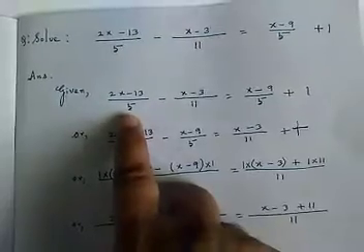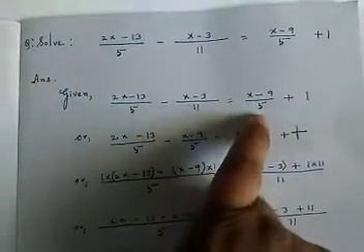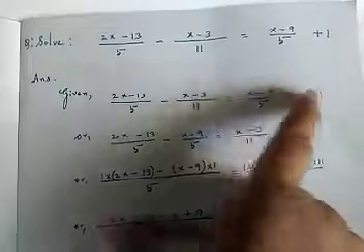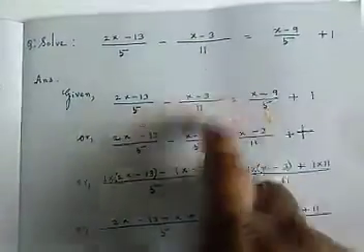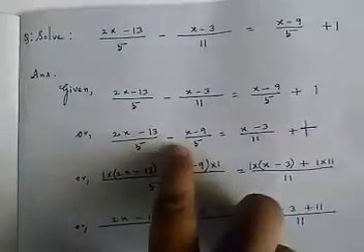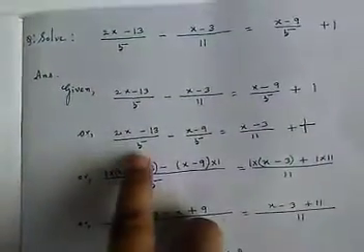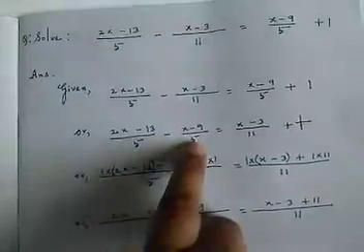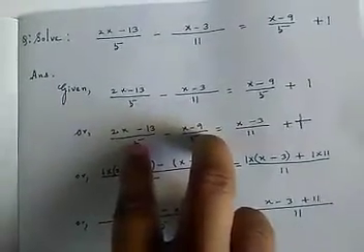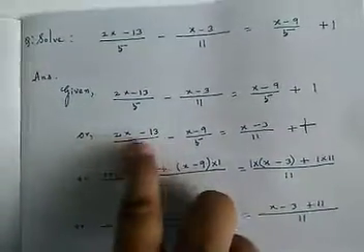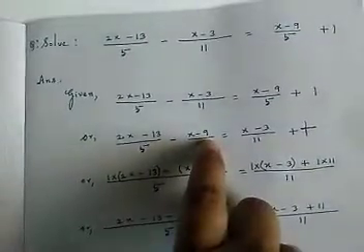Here 5 is the denominator, 5 is the denominator. So this part will be taken to the left hand side. As I take it, this plus sign will be minus sign. Look, and this will be taken to the right hand side. Why? Because 5 and 5 is the denominator, so it will give us 5 as the LCM for these two. So the calculation will be easier.